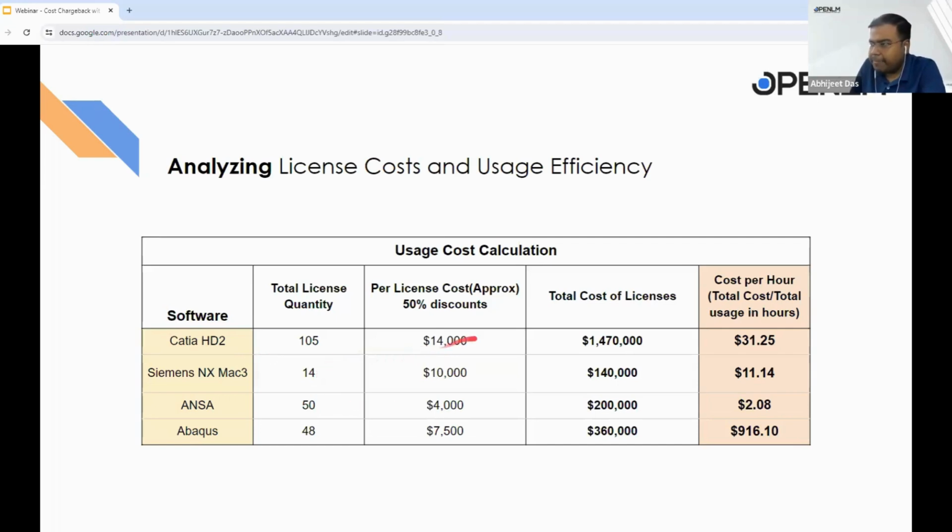Now, considering this cost, the total cost that was paid to Dassault was approximately this much. So the cost per hour comes to 31.25 US dollars. This is the total cost of the licenses divided by the total usage in hours. We have considered 24 by 7 over 180 days. Based on that calculation, this is the per hour cost of usage.